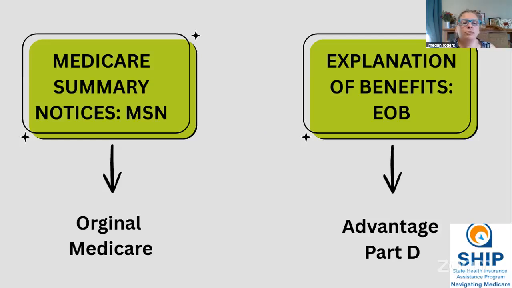So the Medicare summary notices here on the left, you receive those when you're on original Medicare, when you have Part A and Part B through the U.S. government. On the right here, we have our explanation of benefits. You receive those when you're on an Advantage plan, when a private insurance company manages your Medicare benefits. We also hear those called Part C plans. You also get an explanation of benefits when you're on a Part D drug plan. So if you're getting your medication through a standalone Part D plan, you'll get an explanation of benefits.